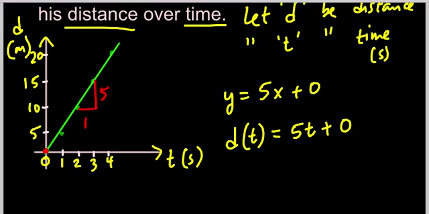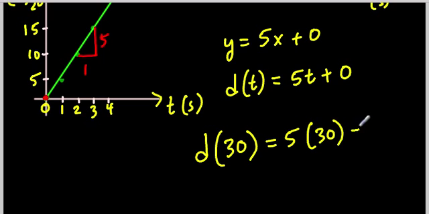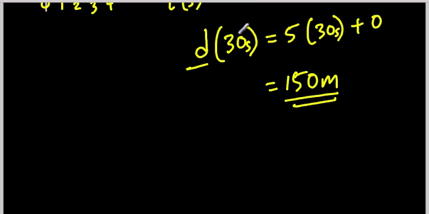If I were to carry on with this question and ask what distance Jose is going to cover after 30 seconds, that's easy to find out. d of 30 is equal to 5 times 30 plus 0, and 30 times 5 is 150. We can't simply write 150 since we're talking about units. Time is in seconds, but our distance is measured in meters. So after 30 seconds, Jose has run a total of 150 meters.